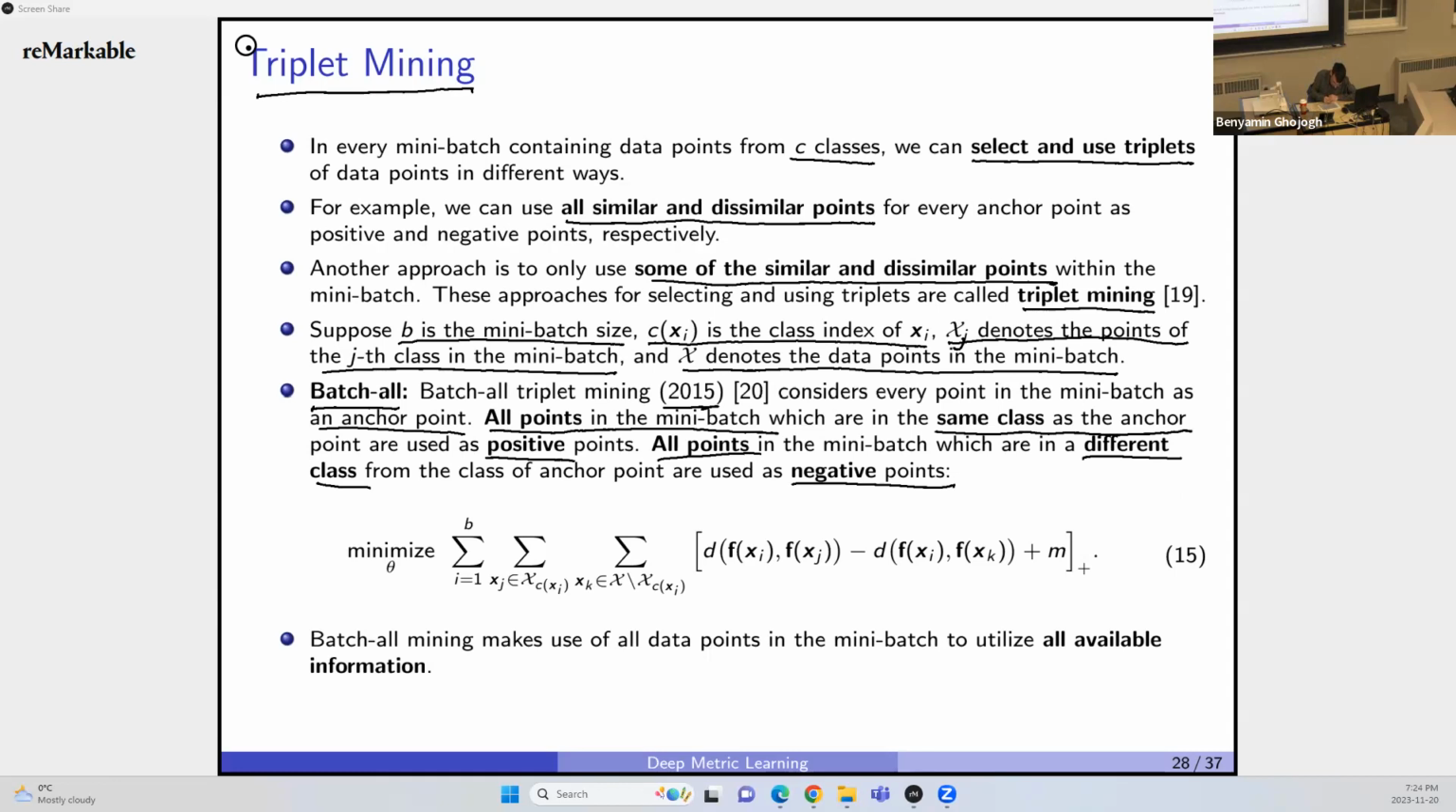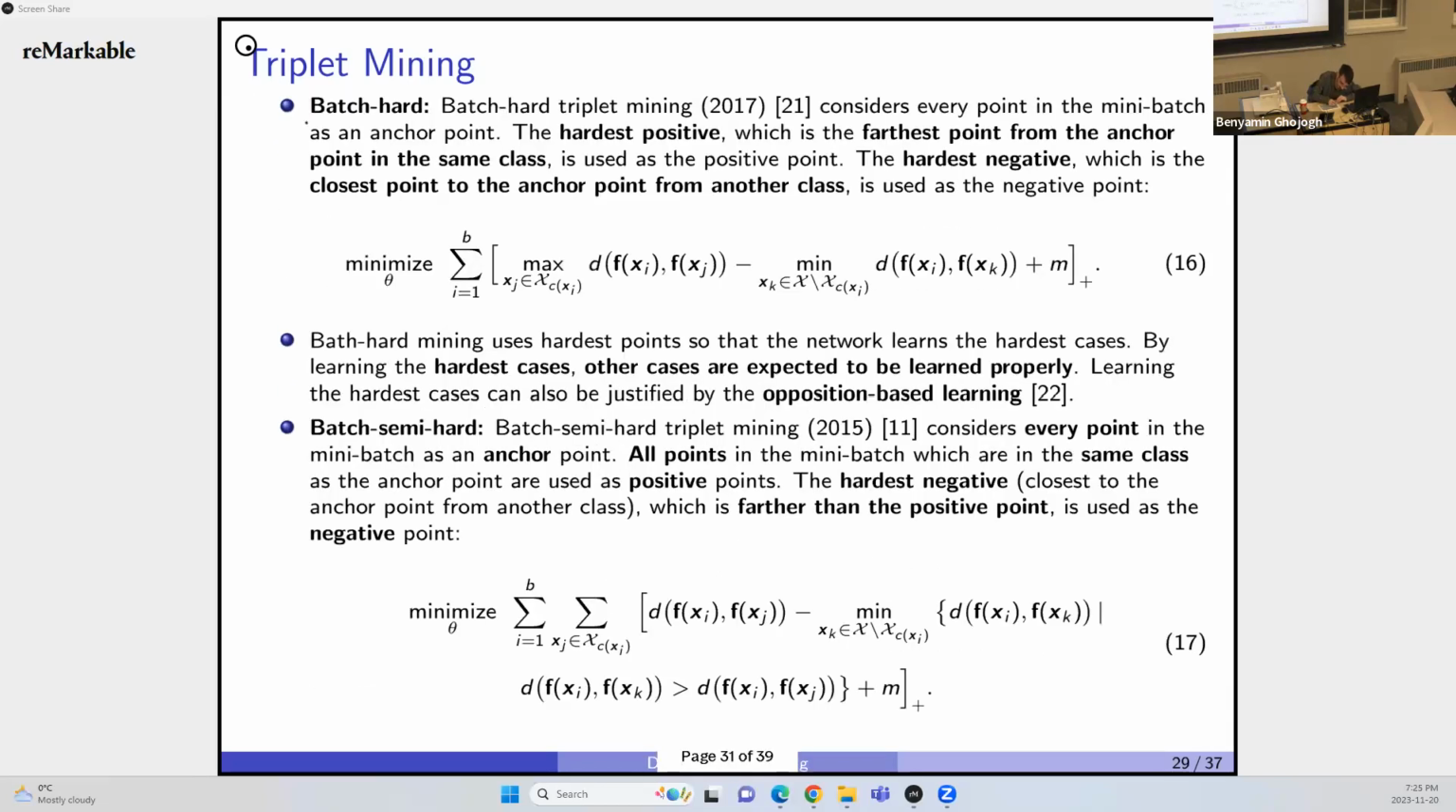And so as you see, I have summation over the batch, and this first summation you can see as a summation over the anchors, right? Then summation over the positives, all of the xj's which belong to the same class as xi. And then the third summation is the summation over the negatives. So you can see it as three nested loops, and then you will have the triplet loss that we had. So it is using all available information. Of course, it's computationally expensive, right?